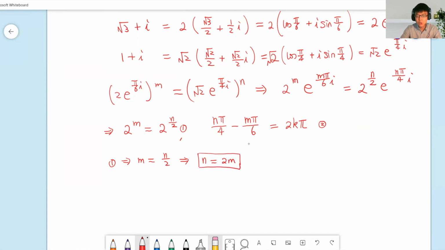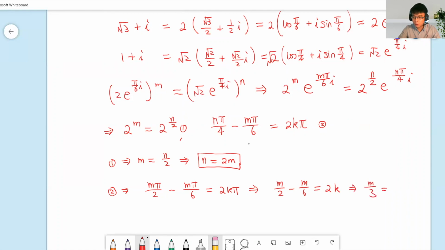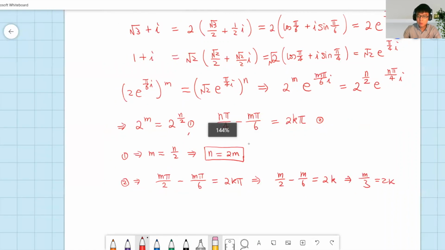Now let's plug this into the second equation. I'm going to replace n by 2m. So the first part becomes 2m pi over 4, which is m pi over 2, minus m pi over 6. It is 2k pi. In other words, we have m over 2 minus m over 6 equals 2k. So that is m over 3 equals 2k. In other words, m equals 6k.